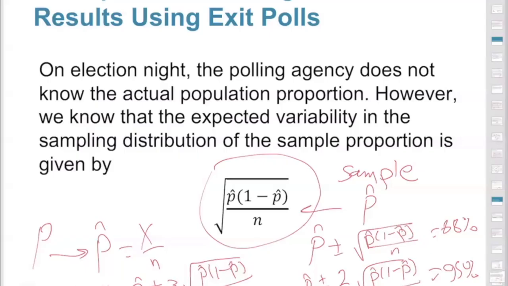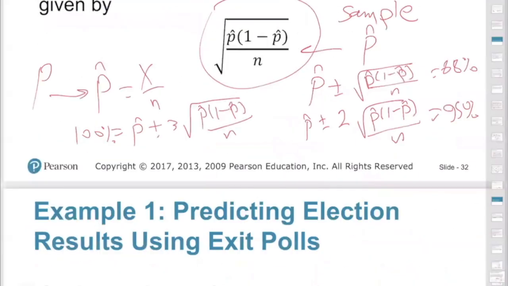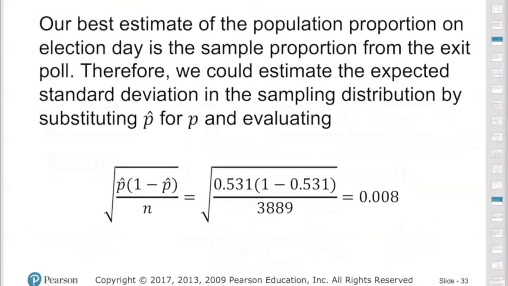So how can we use this to make inference if Brown will win in this election or not? Okay, something cool actually. First of all, find the standard deviation. So you have here P hat. If you remember, we found P hat, X divided by n, is equal to 0.531. And now use P hat to find the standard deviation. So it's 0.008.